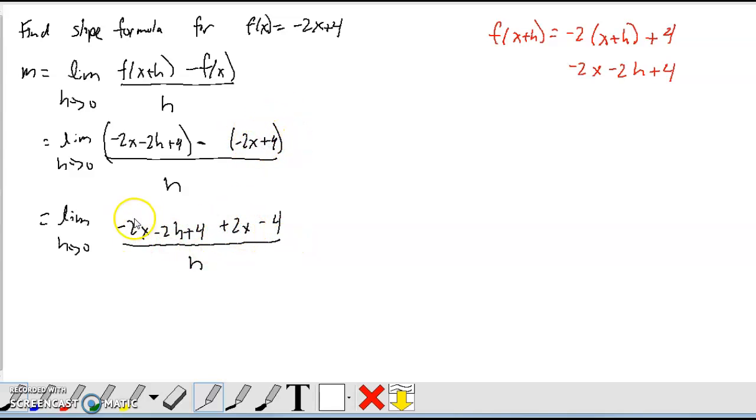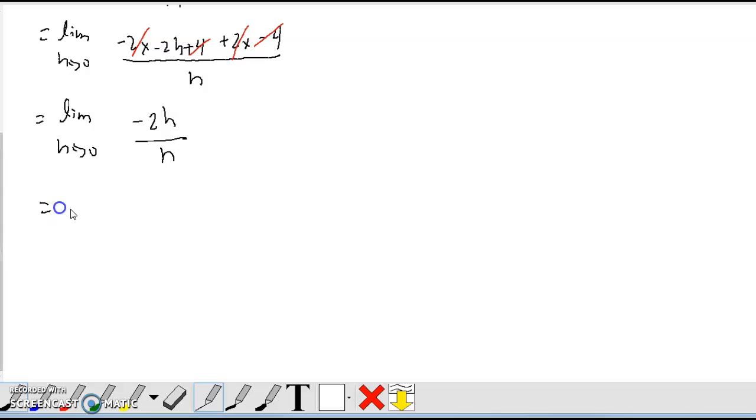So notice I have a 2x, notice I have a negative 2x. These are going to cancel. Notice here I have a negative 4, and I have a positive 4 here. Again, those are going to cancel. If you don't get those to cancel, you've done something wrong. So the limit as h approaches 0, I'll just be left with negative 2h all over h. My h's are going to cancel out, so I'll just be left with the limit as h approaches 0 of negative 2. There are no h's to plug in, so no matter what, my formula will just be negative 2.